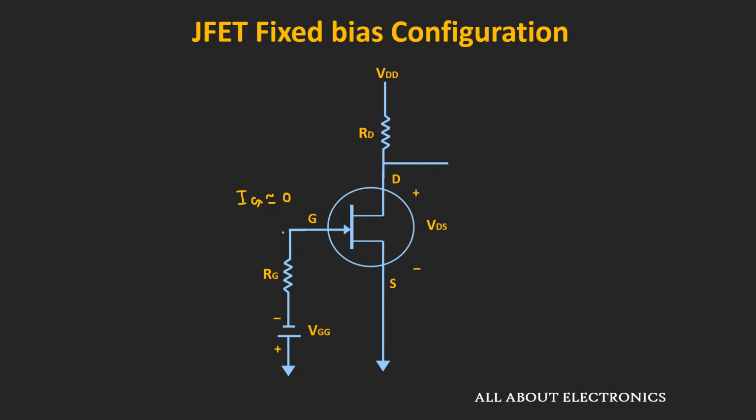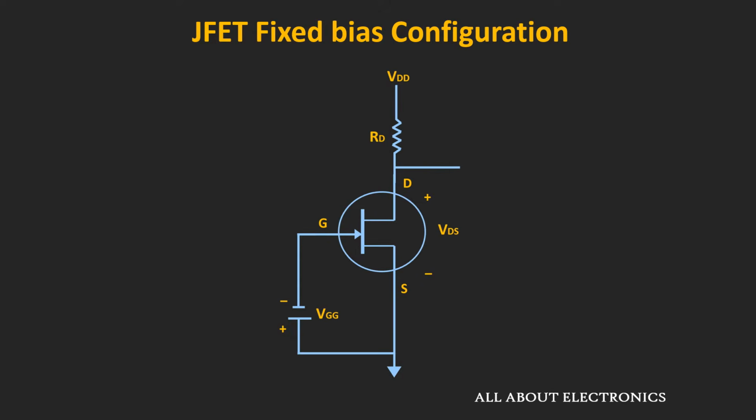So if that is the case, then there will not be any flow of current through this gate terminal, and due to that we can say that there will not be any voltage drop across this resistor Rg. So in the equivalent circuit, this resistor Rg will act as a short circuit, and considering this point, the equivalent circuit will look like this.